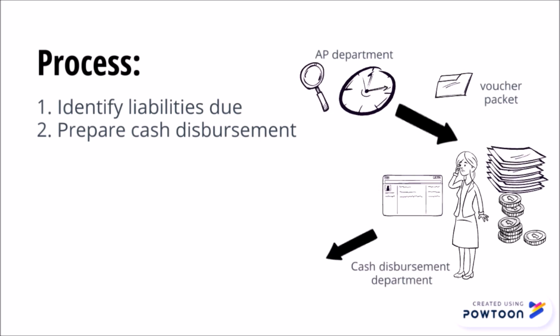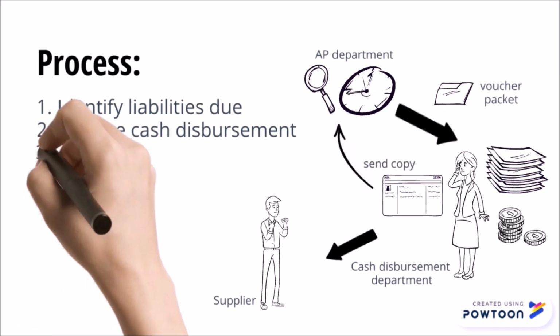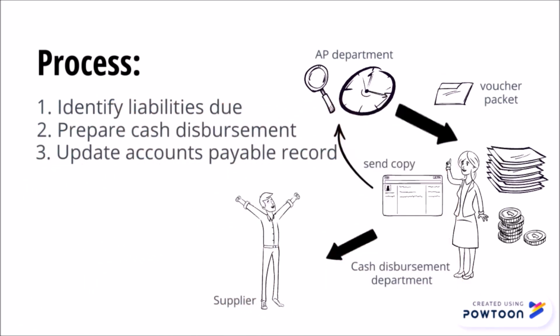And then the clerk will send the check to the supplier and attach the copy to the voucher packet to be returned to the accounts payable department, and they have to update the accounts payable record.